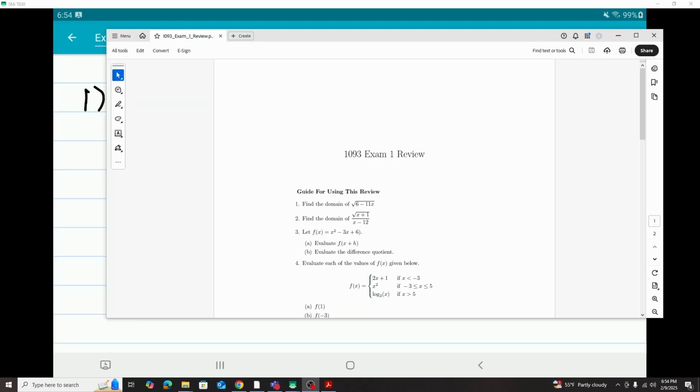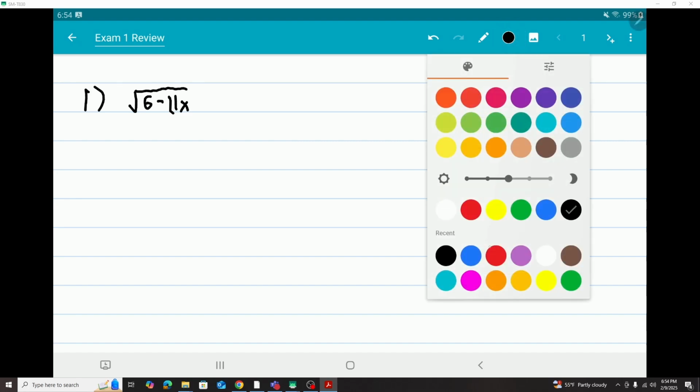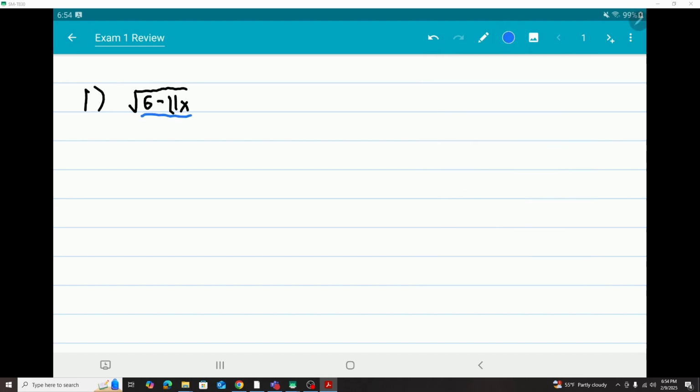Problem 1. Find the domain of the square root of 6 minus 11x. So here, anytime we're asked to find the domain of a square root function, we want to try two things. First, the minor one is look at the inside and make sure that we're not plugging in any problems there. So here our inside function is 6 minus 11x. And so that doesn't have any problems with its domain.